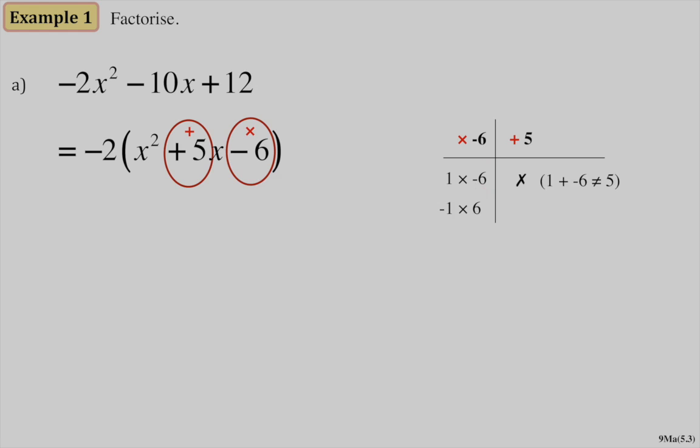Let's try it the other way around. -1 and +6. Yes, they multiply to give -6. Yes, they add to give 5. They're the numbers I want. So -1 and 6 go in my brackets, and the -2 that was out the front just stays there. It's similar to the harder examples we did in the previous exercise.